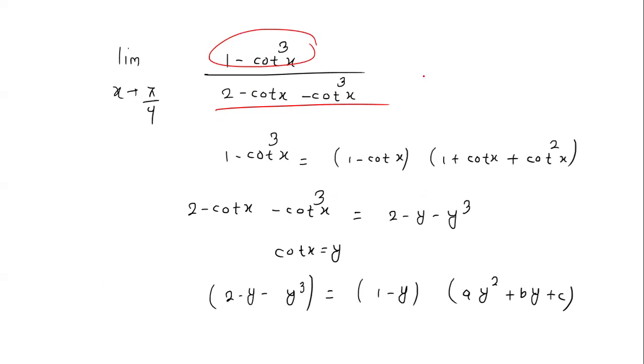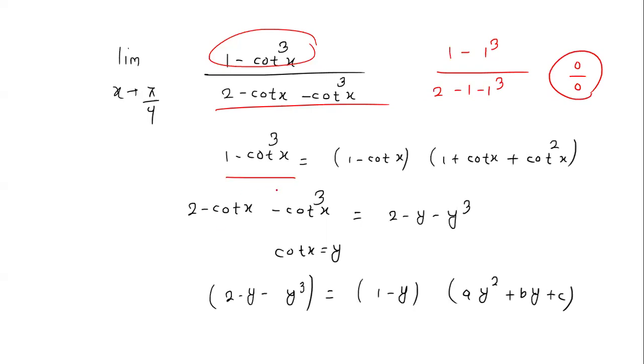So you see, in the numerator we have this, and in the denominator we have this. If you put x tending to pi by 4, it will become 1 minus cot of pi by 4, which is 1, so it is 1 cube, and 2 minus 1 minus 1 cube, which is 0 by 0 form. So how can you solve this further? We use the factorization method.